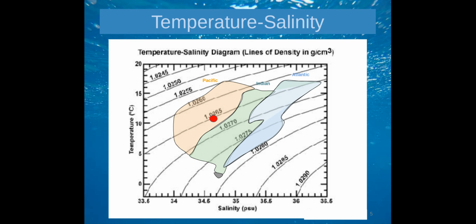Here in the example, a temperature of about 11 degrees Celsius and a salinity of 34.6 PSU results in a density of 1.0265 grams per centimeter cubed.